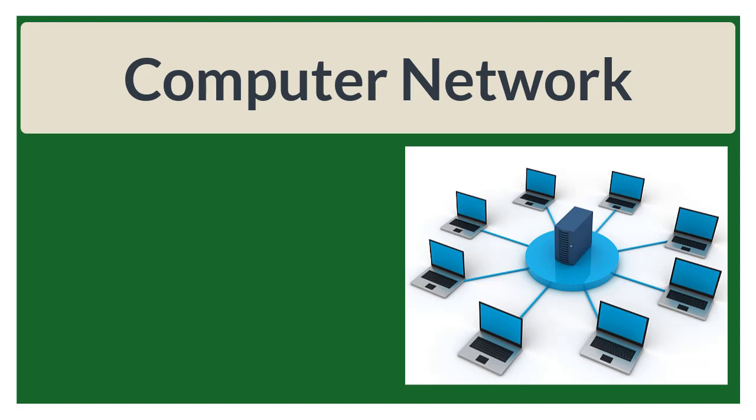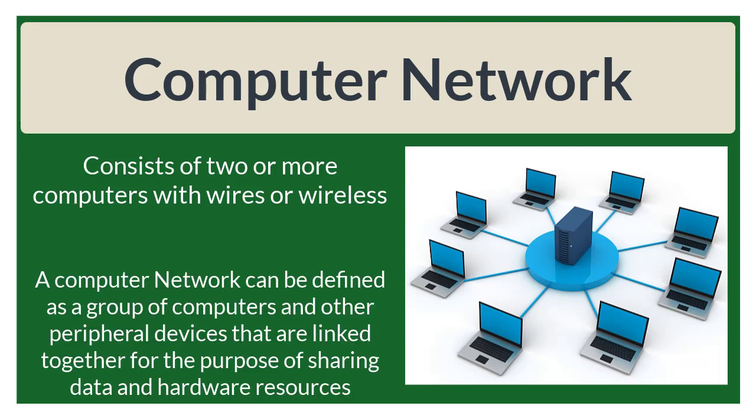Computer network consists of two or more computers with wires or wireless. Second definition, a computer network can be defined as a group of computers and other peripheral devices that are linked together for the purpose of sharing data and hardware resources. Peripheral devices which are attached with wires. Example, mouse, keyboard, printer, your phone charger, etc.